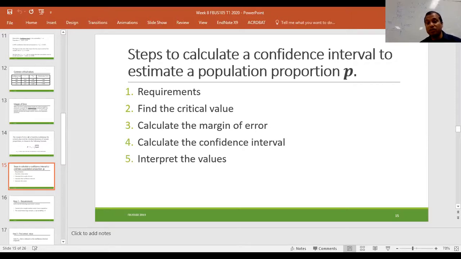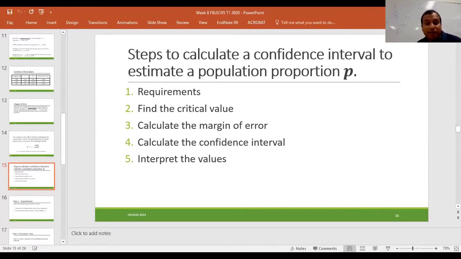Then the second stage is to find the critical value. The critical value is just what we have understood on the whiteboard. For the 95% confidence interval, the critical value you have to use, Z alpha by 2, is 1.96. For the 99%, the critical value will be 2.57. Whereas for the 90%, it is 1.645. So that is the second stage: find the critical value. These are the most common ones.